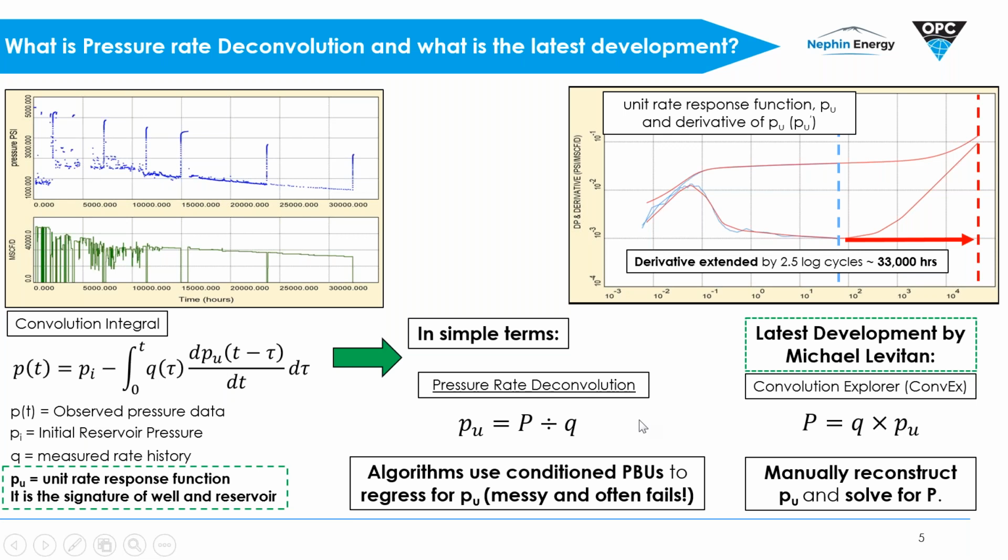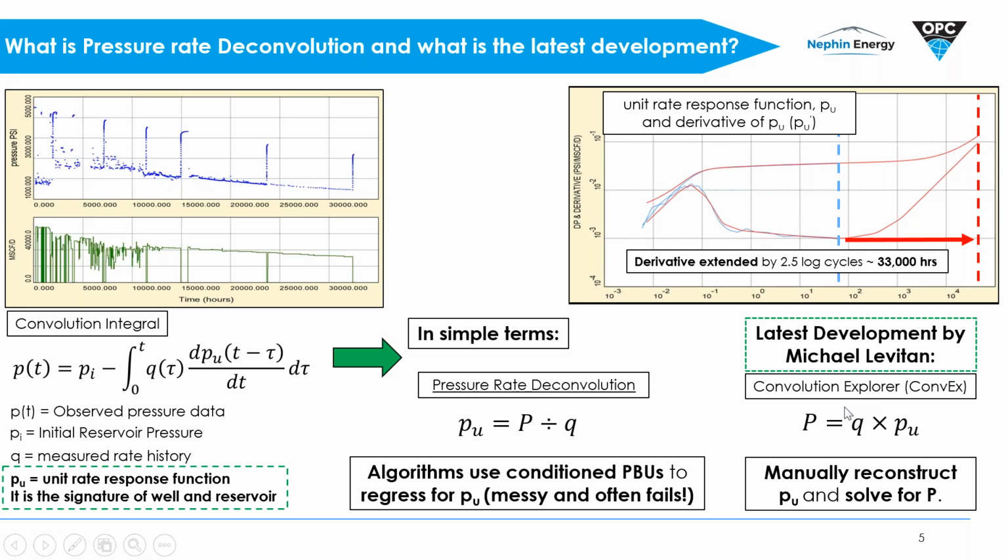So this is where I bring you to the latest development in pressure rate deconvolution. In actual fact, it's not deconvolution at all, it's convolution. This was developed by Michael Levitan. I'm not sure if you're aware of who he is, but he spent a lot of time developing the deconvolution algorithm with Mike Wilson in the PTA software Pi, but he found it's not robust enough. So he came up with an alternative idea: to manually reconstruct PU and solve for P. Here we draw the derivative unit rate response ourselves and we check the results of convolution. He's invented his own software called Convex, Convolution Explorer.